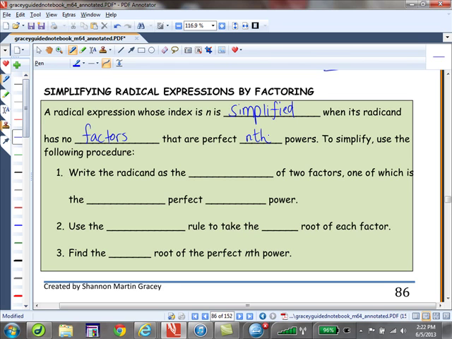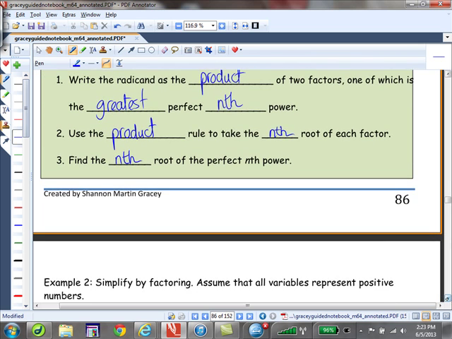So write the radicand as the product of two factors, one of which is the greatest perfect nth power. Use the product rule to take the nth root of each factor and then find the nth root of the perfect nth power. So let's see what this all means.